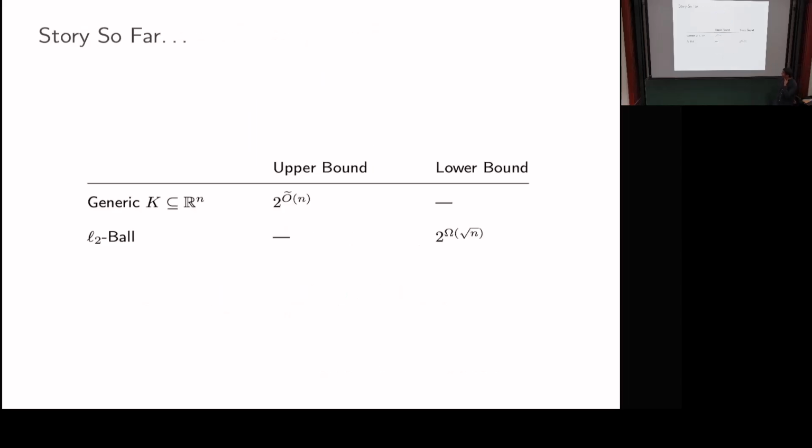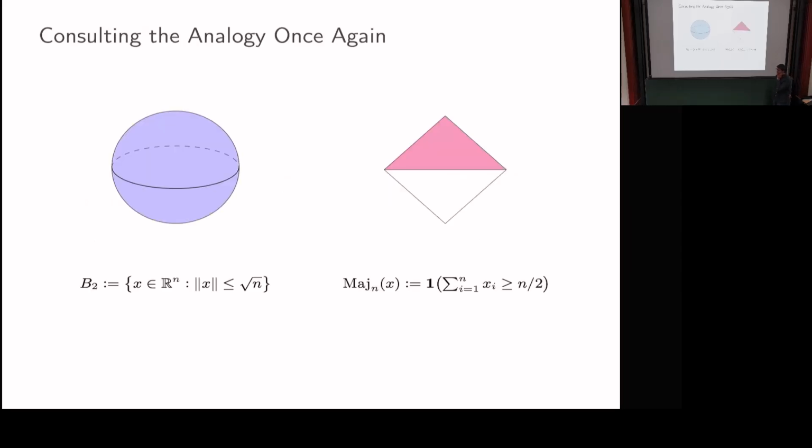So to summarize the situation so far, we know that a generic convex set can be approximated with an exponential number of half spaces, and we know that the L2 ball needs 2 to the root n. And you might think that, well, the three of us, this is work with Anindya and Rocco, we were lazy and just didn't think hard enough, and maybe you can boost this lower bound to an exponential lower bound. But let's actually see what happens for majority for CNF approximation. Because the analogy gave us some sort of a lower bound, so let's go back to the analogy and see if there are non-trivial upper bounds, non-trivial approximators for majority.